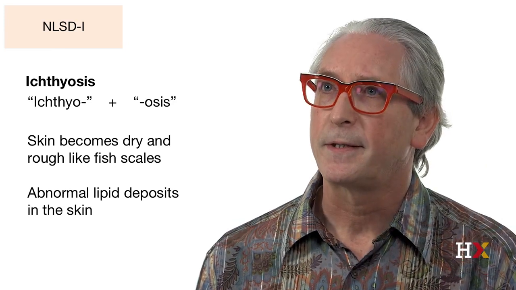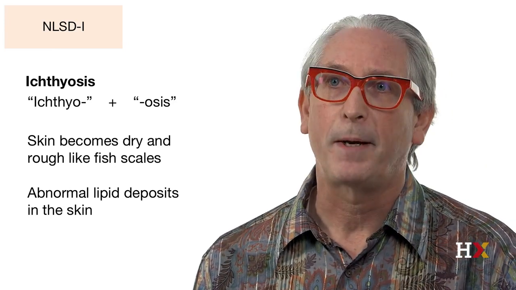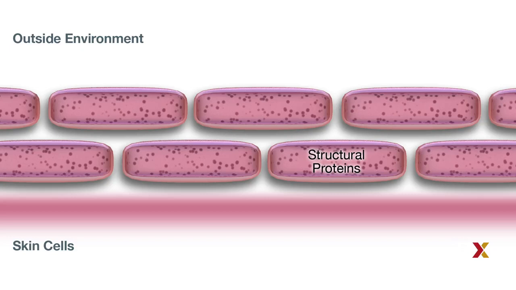Patients with ichthyosis lack proper skin permeability. Your skin has what is called a permeability barrier. Let's think about it with a brick and mortar analogy. The bricks in the skin's permeability barrier are made of specific structural proteins.